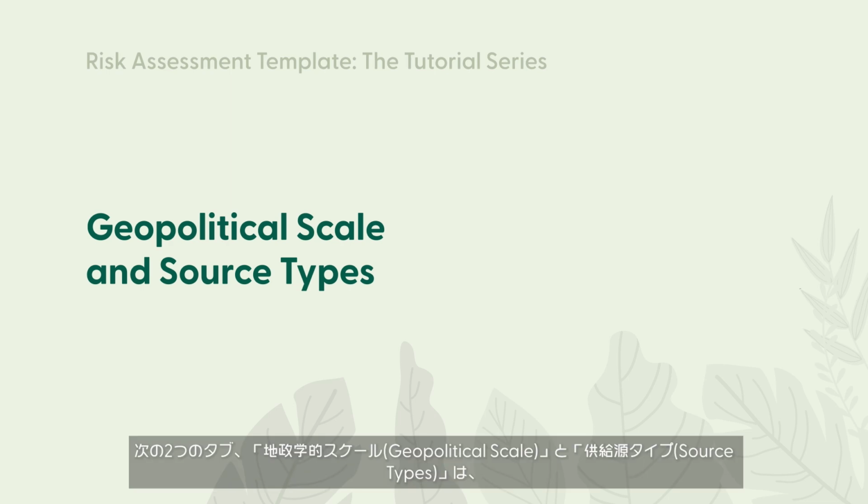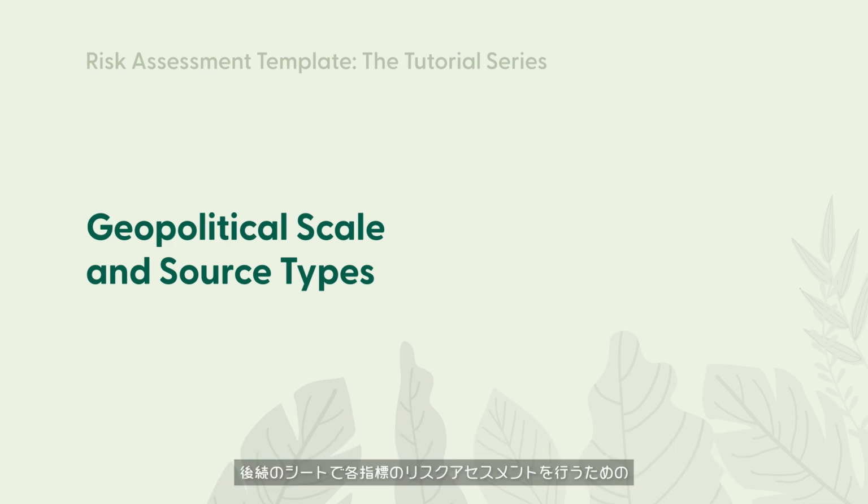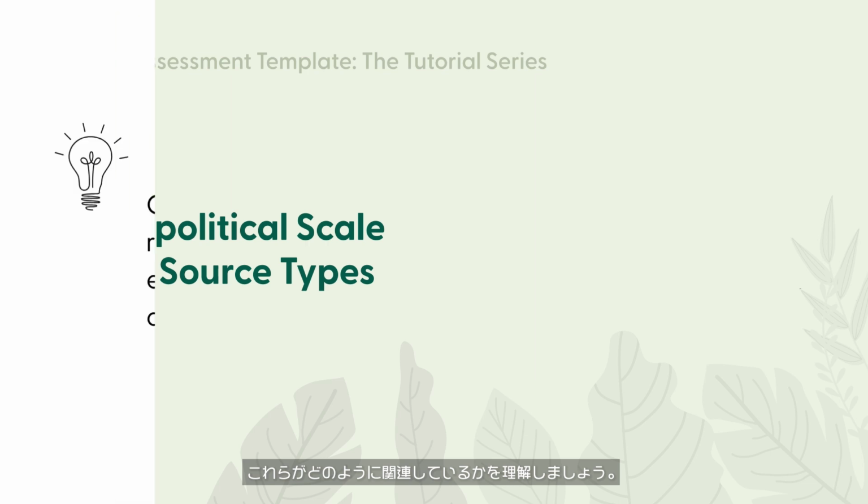The next two tabs, geopolitical scale and source type, are similar to one another in that they create the structure that allows you to assess risk for each indicator in the sheets that follow. So I'll talk about both individually. First, let's talk about the procedure and figure out how these are connected.